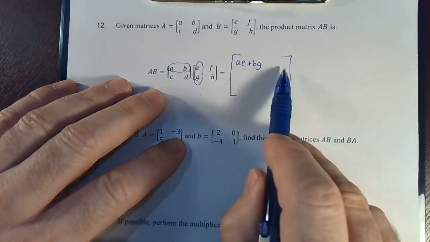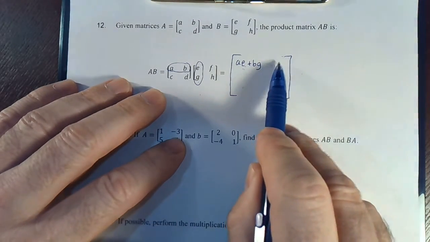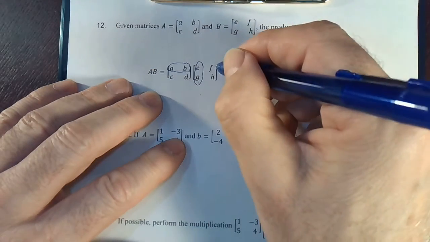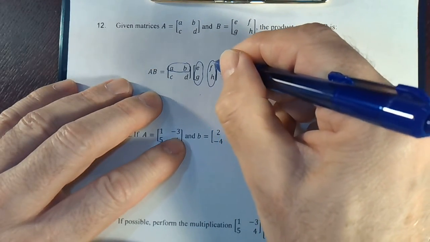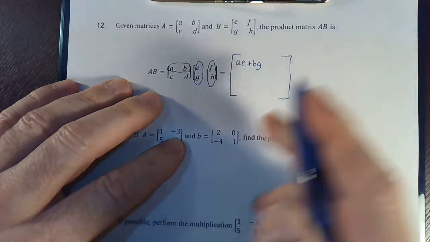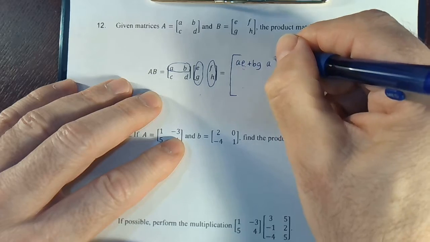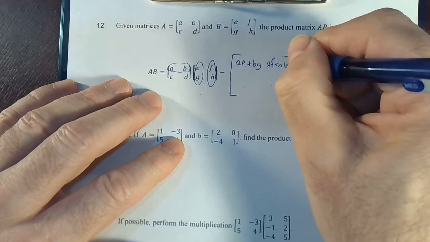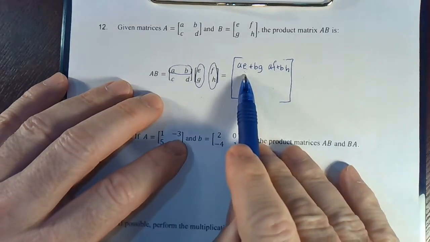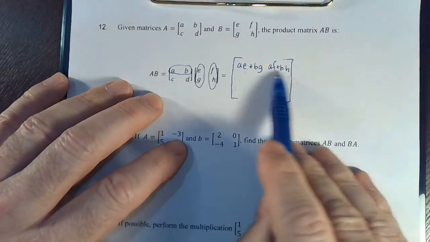All right, then the second one, what's this? This is row 1, column 2. So we still take row 1, but now we're multiplying by column 2. And we get AF plus BH. All right, so that's the first row. We've got this one element, and this is the second element in the first row.